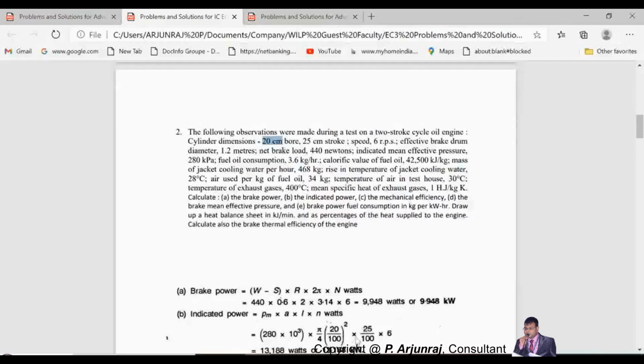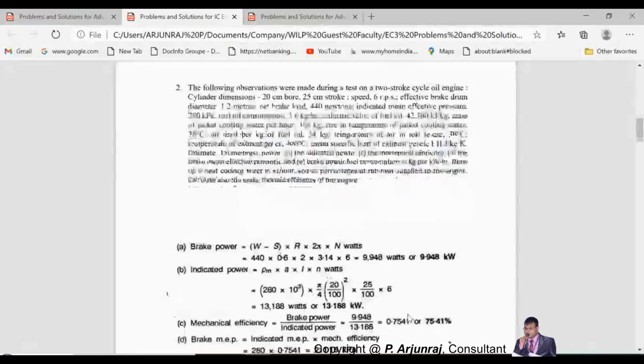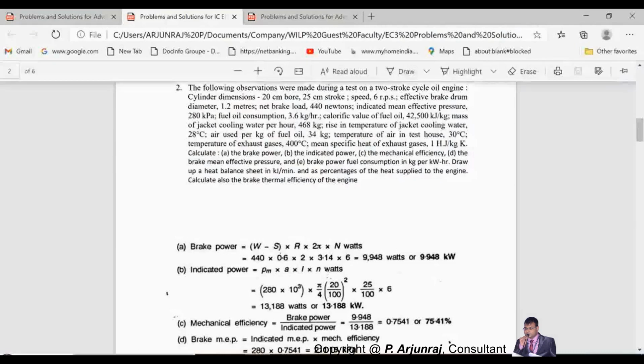And what is the length? Again 25 centimeter, so again we need to divide it by 100, and into 6. What is the value of k? K is nothing but a constant.